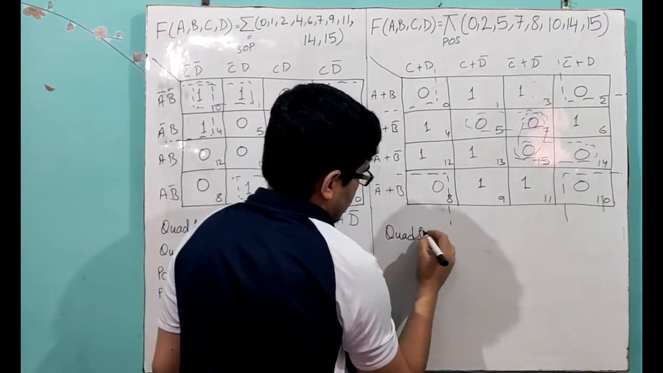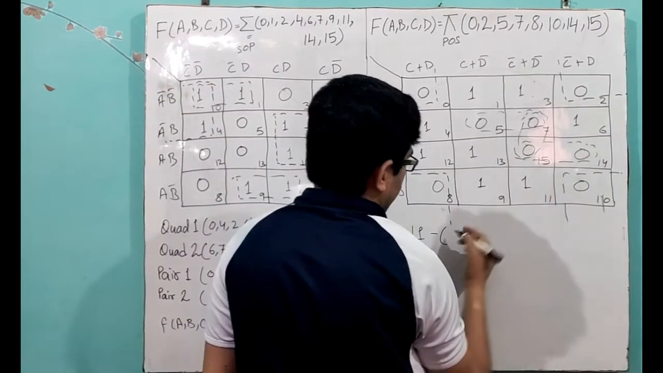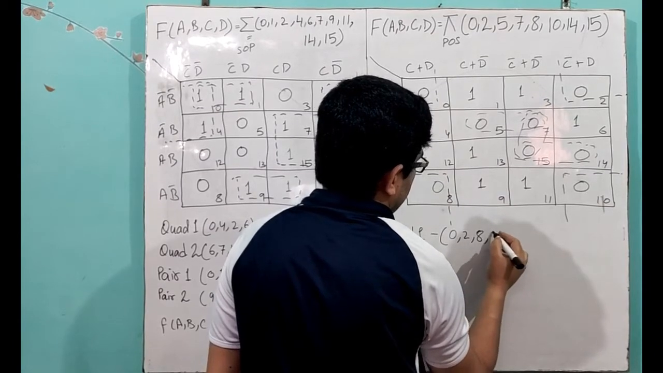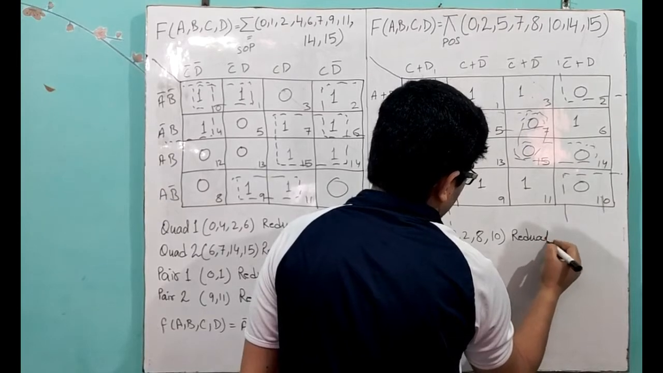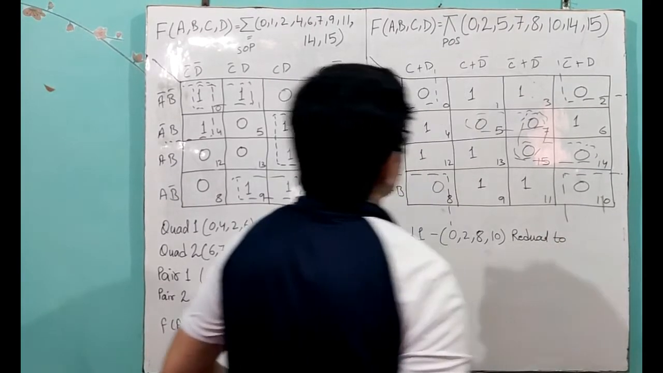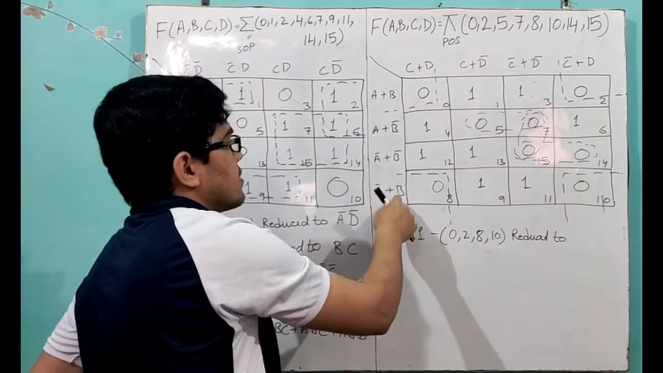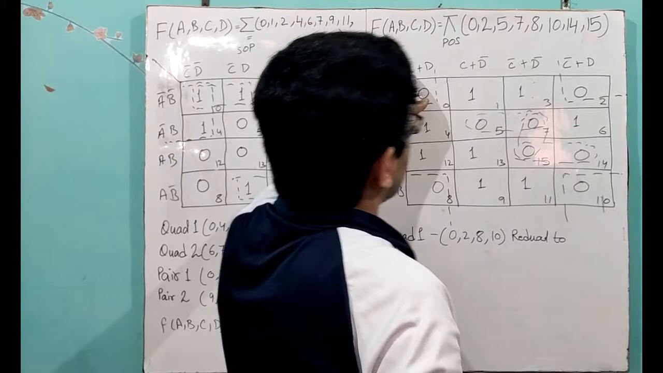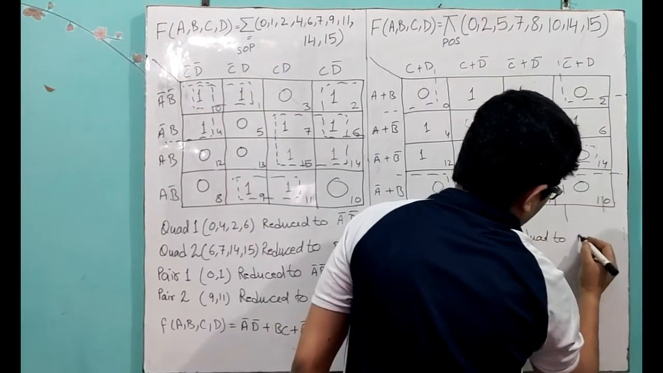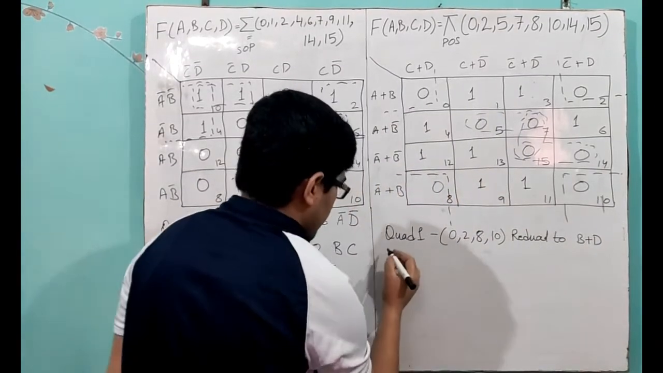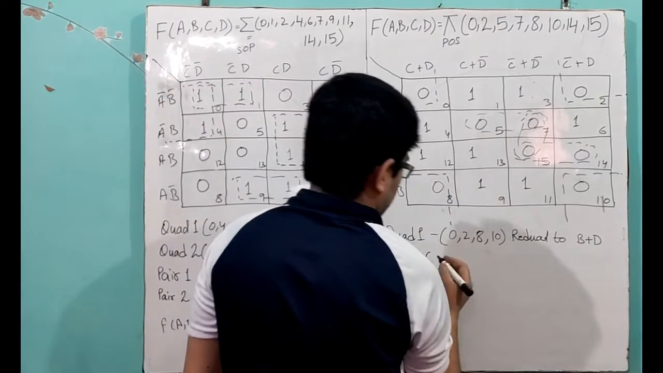Quad 1, which elements? 0, 2, 8, 10. Reduced to, now look which elements are not changing. Here B and here D. D is same and B is same. So B plus D. Pair 1: 5, 7.